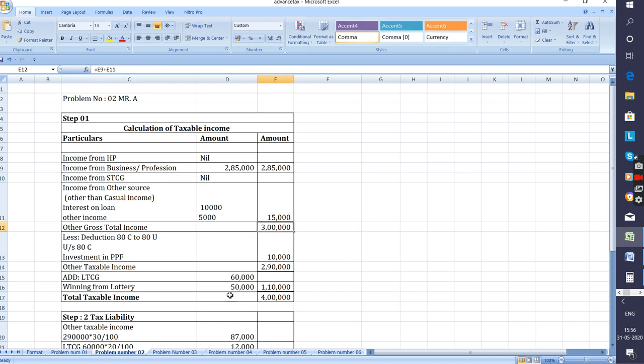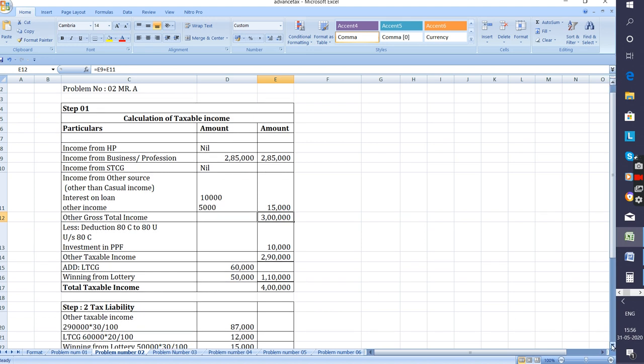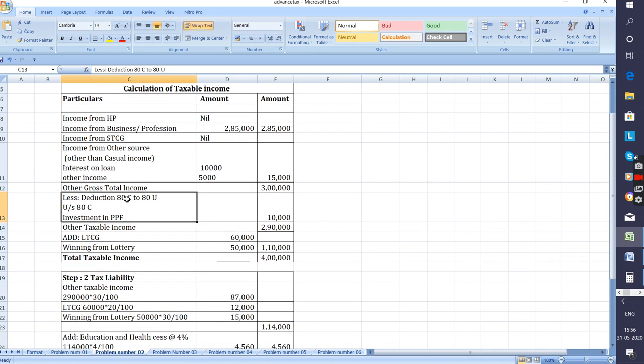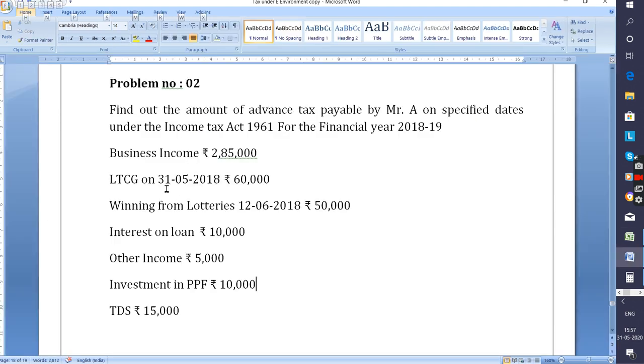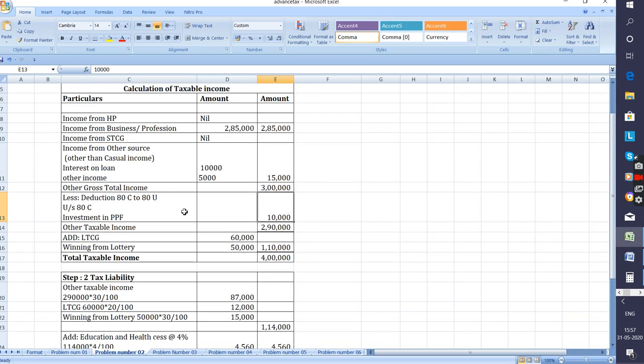Next, from 3 lakh minus any deductions. Here they can take the deduction under section 80C, investment in public provident fund. The amount is how much? 10,000 invested or deposited. 3 lakh minus 10,000, 2,90,000 will be the other taxable income. Again, add long-term capital gain. Here, see what the date is: 31st May 2018.